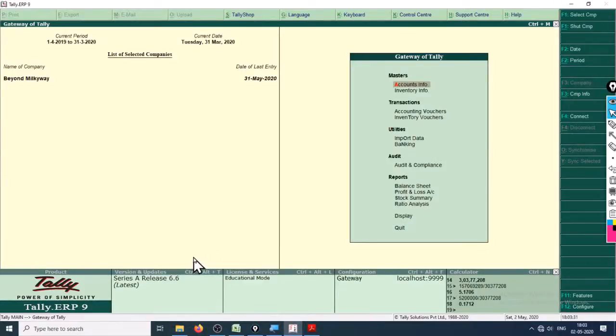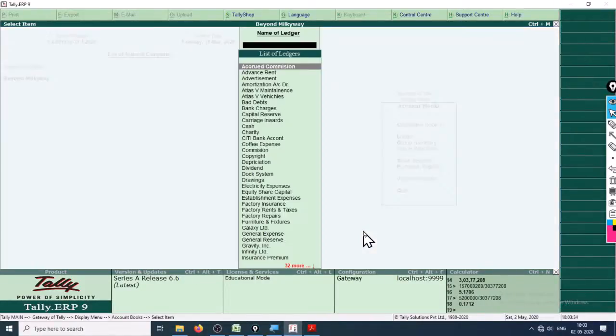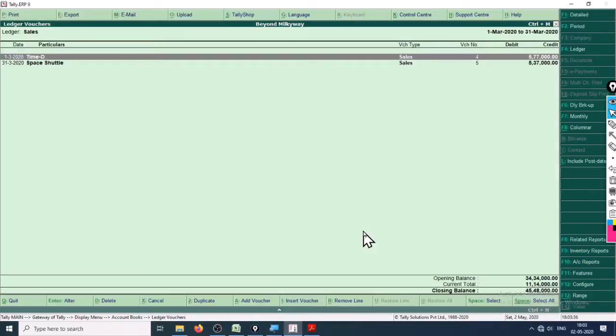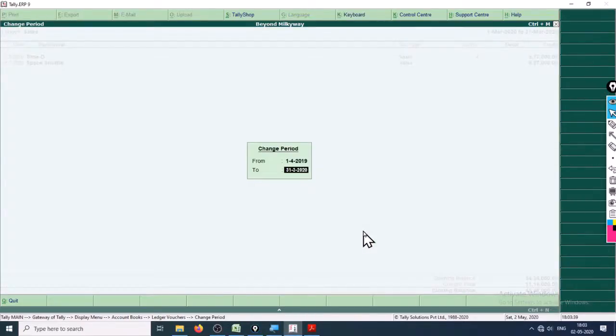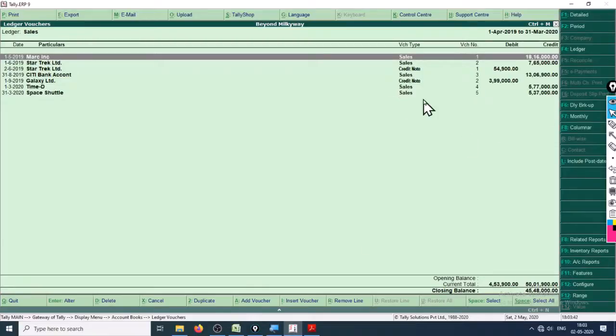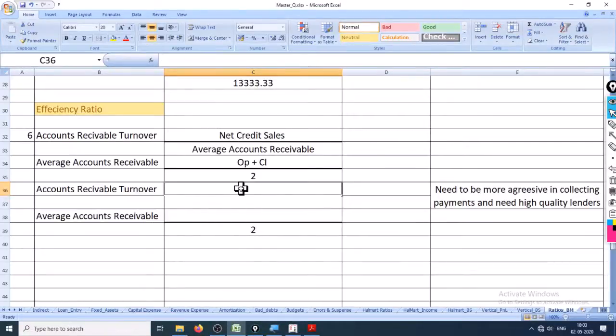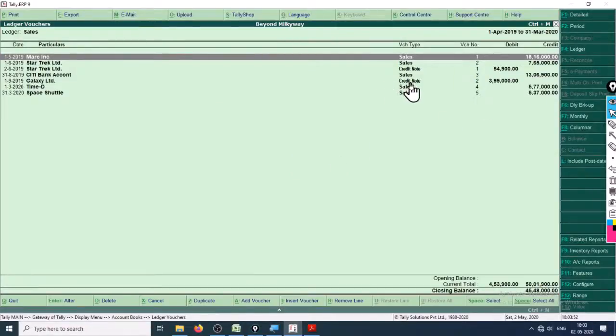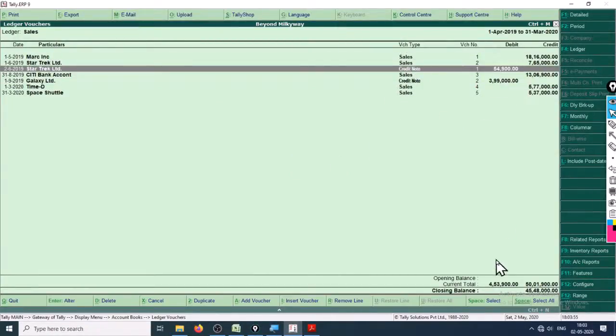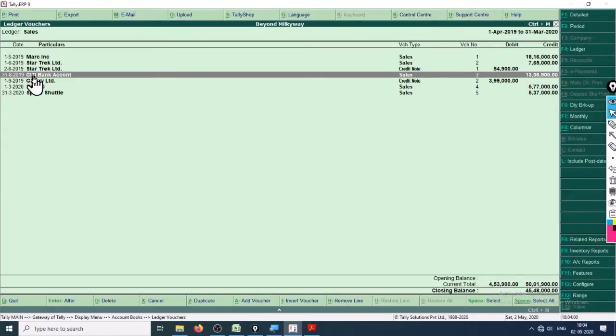Open up your Tally and go to DAL and sales ledger. Change the date 1/4/19 to 31/3/20. Just a 2-second pause if you are lagging behind. What we want is net credit sales. Credit note was the sales return, hence it will automatically be deleted. Now let's remove everything that was sold in cash or bank. So let's remove every cash and bank entry, that is this one right here.